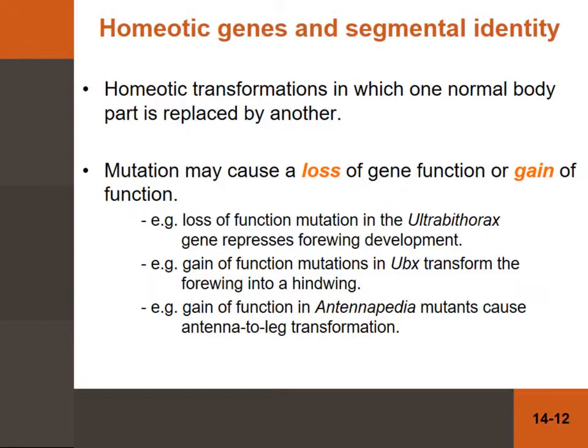So for example, a loss of function mutation in the ultrabithorax gene results in repression of forewing development. Gain of function mutations, on the other hand, in the ultrabithorax gene transform the forewing into a hindwing. And another example, a gain of function mutation in the Antennapedia mutants causes the transformation from the antennae to legs.